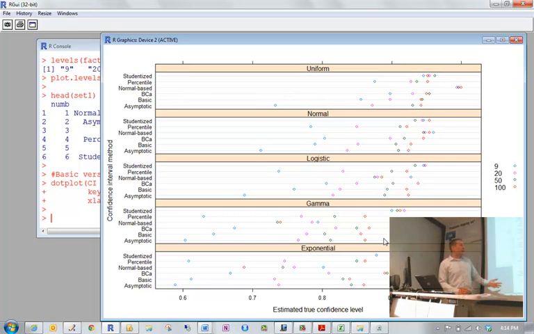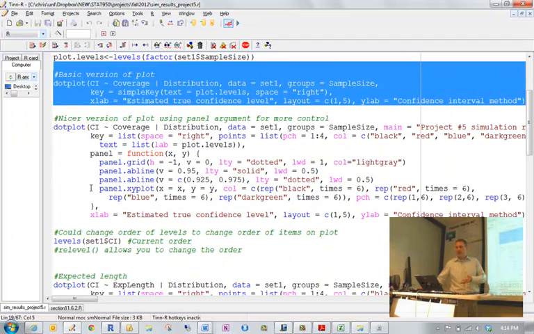The colors correspond to the different sample sizes. Now, ideally, what I would like to be able to do here is actually use different plotting points so you can see it better. Also, to put a line at 0.95 for my estimated true confidence level, because that's the goal. If you want to do that, you have to get a little more complicated. Here's how to do it. And this basically will reproduce the kinds of plots that I had done in Chapter 5.